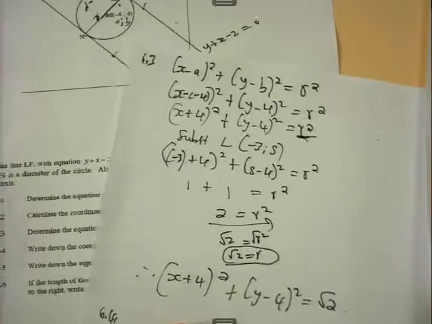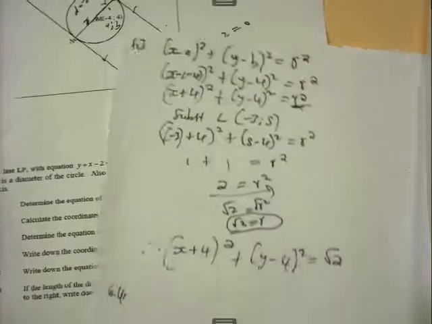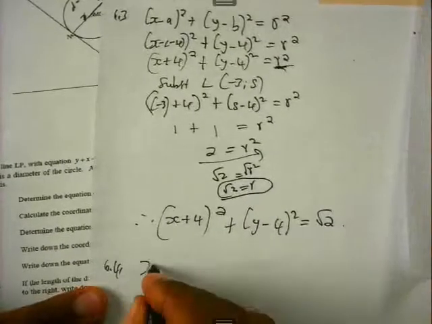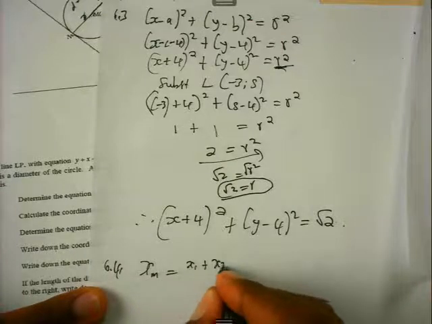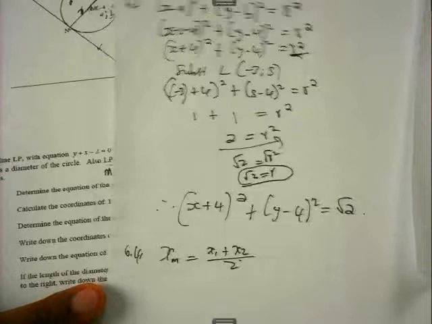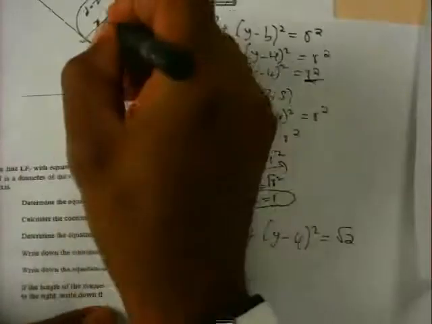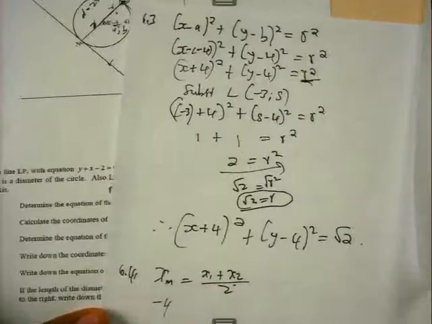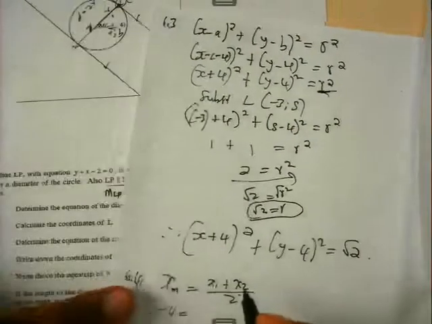What are we going to do now? The center is our midpoint of the line LN. Now it means we are going to use the midpoint formula, whereby we say the x value at the midpoint is equals to x1 plus x2 divided by 2. And of course, what is the x value at the midpoint? It's a minus 4. It means we are taking this value here. Minus 4 is equals to x1, of course, will be what?